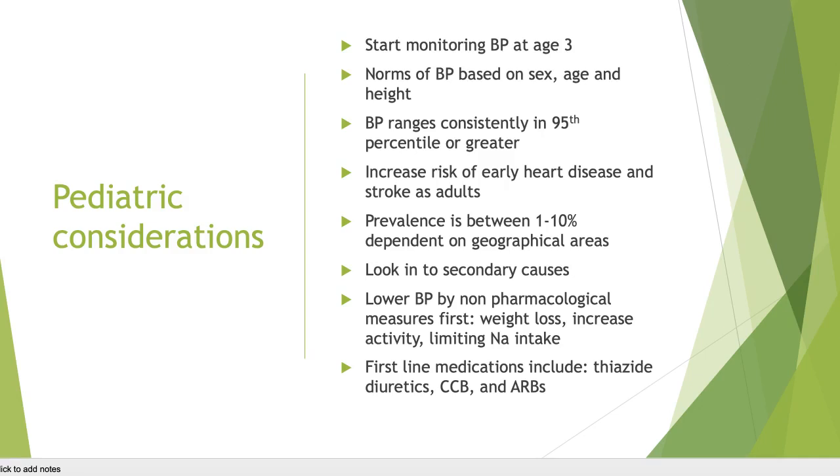So pediatric considerations for blood pressure. Again, we start monitoring blood pressure at the age of 3. Normal blood pressure readings are based on the sex of the child, age, and height. BP ranges consistently in the 95th percentile or greater is an area where we need to be concerned. This increases their risk of early heart disease and strokes as adults if we don't manage these patients while they are kids.